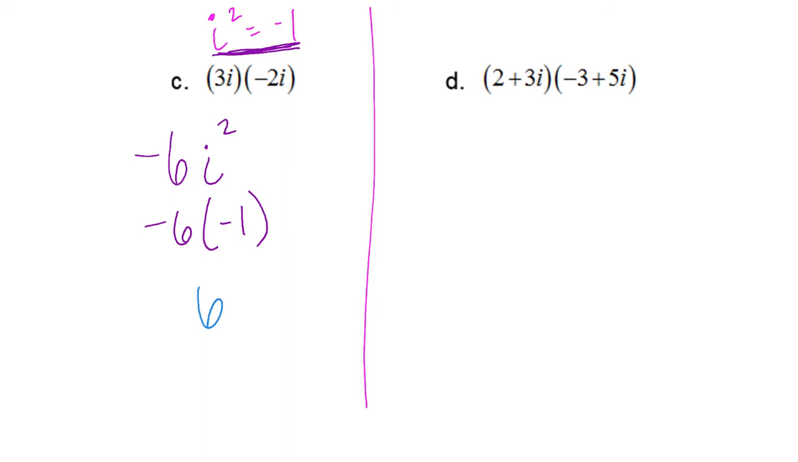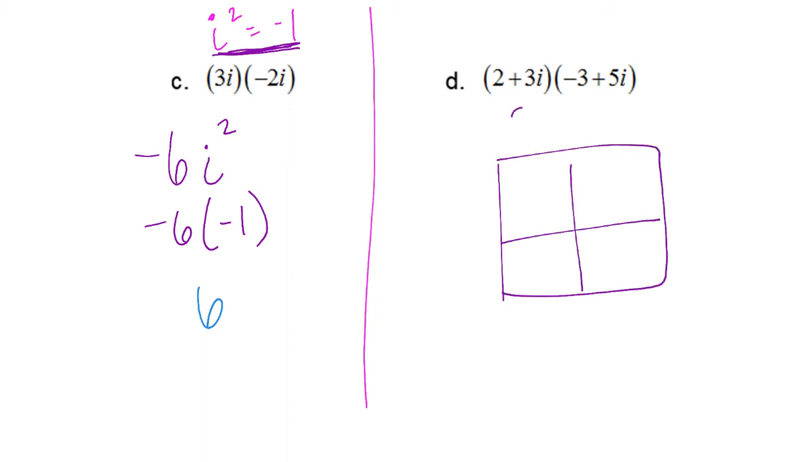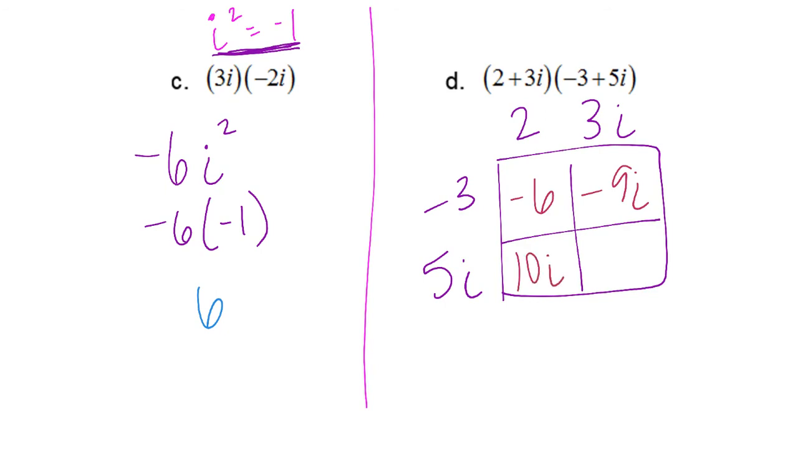All right, D, this is the kind where you can use the box method or you can use the distributive method, whichever one you prefer. Either one, I'll show both. So we can use this and we can multiply. 2 times -3 is -6. 3i times -3 is -9i. 2 times 5i is 10i. 3i times 5i is 15i squared. All right, we're going to have to get rid of that i squared, but that's okay. We'll deal with that in a second.